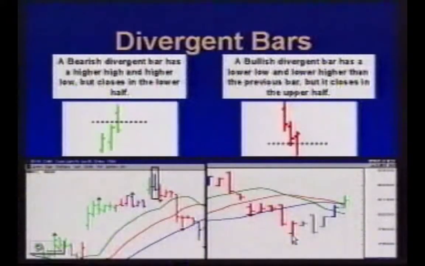It started here. The sellers brought the price down to here. The buyers brought it back up to here. It has a lower high. It also has a lower low. So therefore, it is a bullish divergent bar.